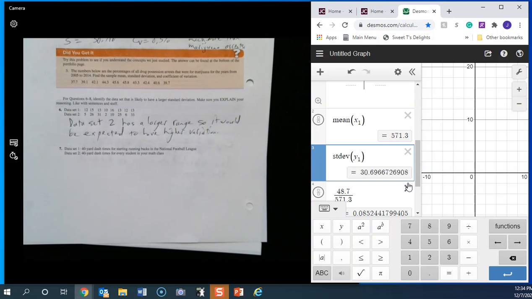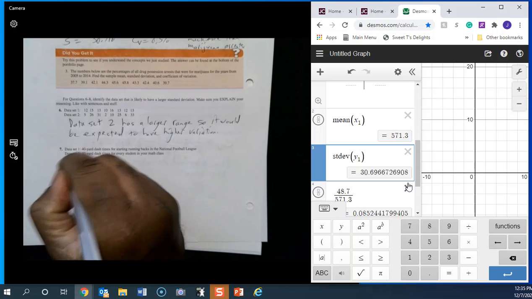Okay, number 7. Data set 1, 40-yard dash times for starting running backs in the NFL. Data set 2, 40-yard dash times for every student in your math class.